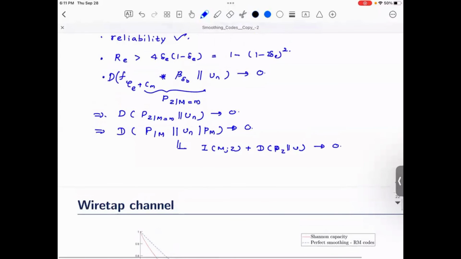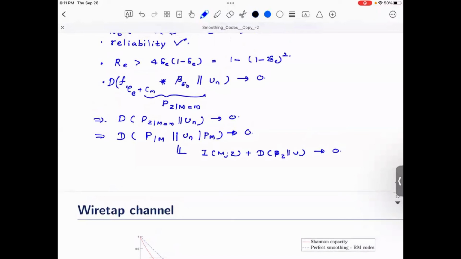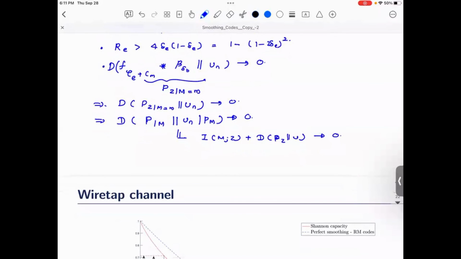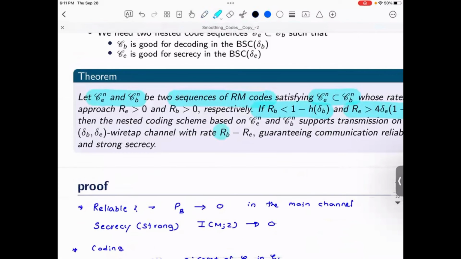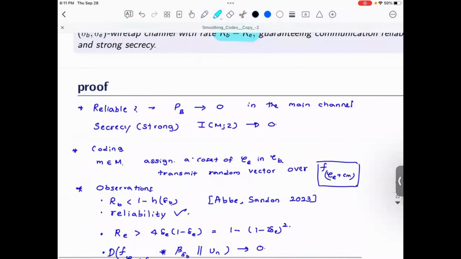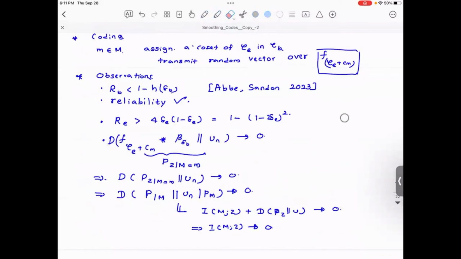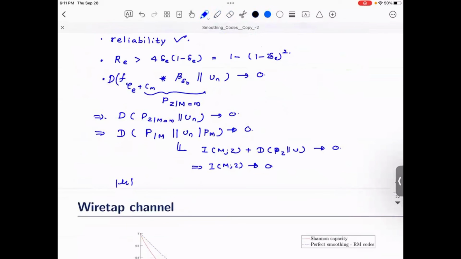That means we have proven that if RE is greater than this threshold, we have this perfect smoothing, and therefore the mutual information between M and C goes to 0. So this establishes that we have both secrecy and reliability, and the only thing we need to show is that the rate is RB minus RE. But this is obvious because the size of the message set is set to be this.